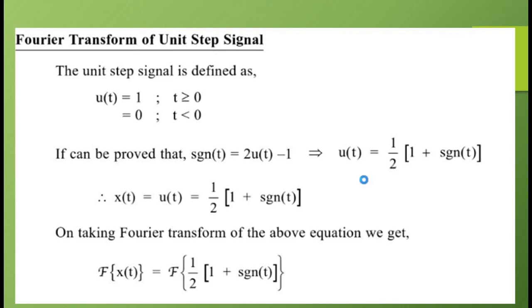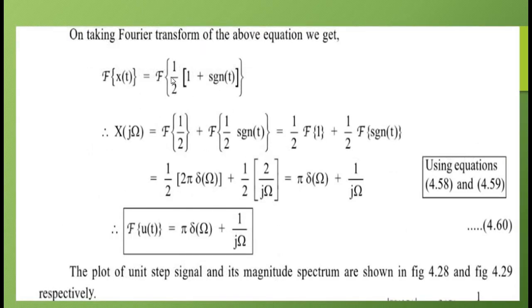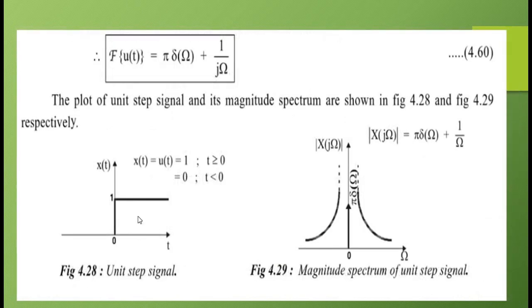So let us apply the Fourier transform to this function. We get Fourier transform of 1 by 2 plus Fourier transform of 1 by 2 signum of t. What is the Fourier transform of 1 by 2? It is 1 by 2 into the Fourier transform of 1. The Fourier transform of a constant function is 2 pi delta of omega. And the Fourier transform of the signum function, we already know, is 2 by j omega. So your next step becomes 1 by 2, 2 pi delta of omega plus 1 by 2, 2 by j omega. When you solve this, 2 and 2 get cancelled, so your first term will be pi delta of omega. Again 2 and 2 get cancelled, so your second term will be plus 1 by j omega. So the Fourier transform of a unit step signal is pi delta of omega plus 1 by j omega. So that's the unit step signal, and this is the magnitude spectrum of the unit step signal.